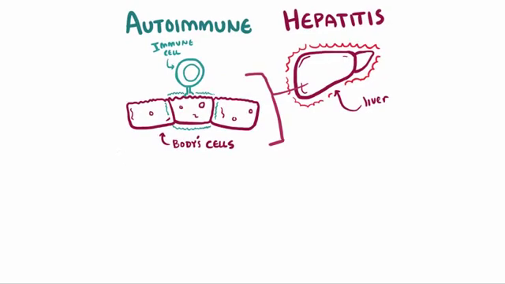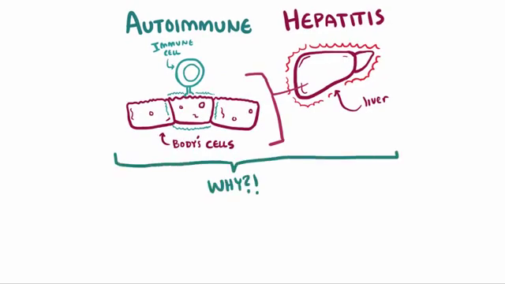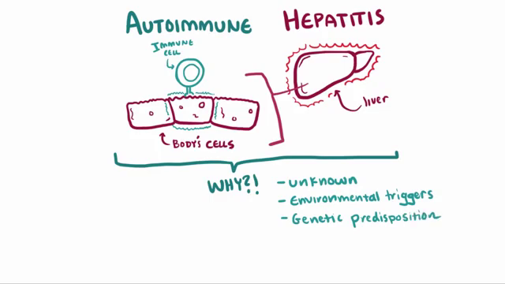Like many autoimmune diseases, the root cause of autoimmune hepatitis is ultimately not super clear. But some researchers think it's a combination of environmental triggers and genetic predisposition. It tends to occur most often in young women, and the female-to-male ratio is about 4-1.